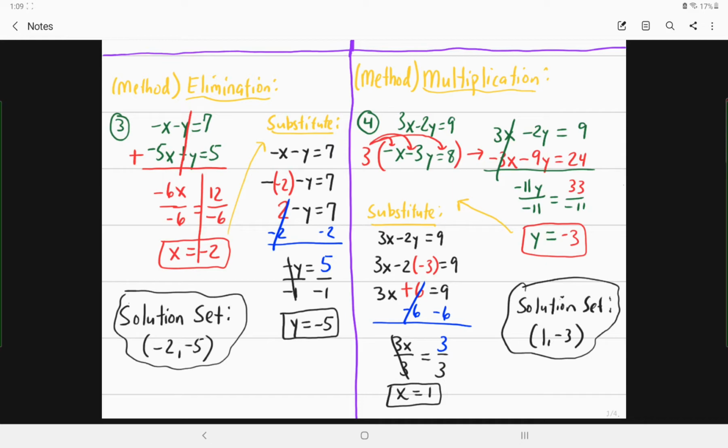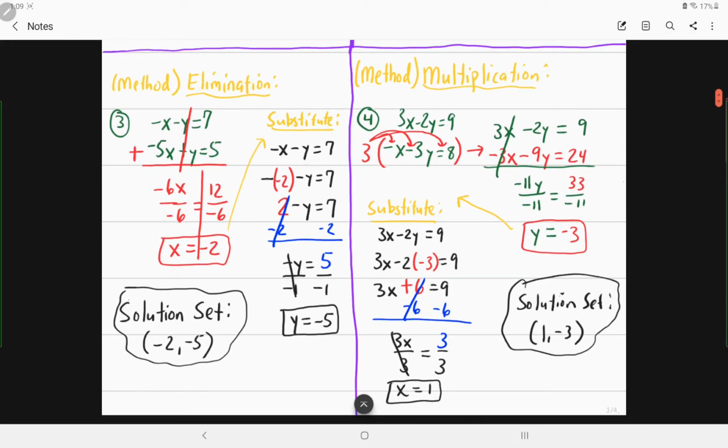Now going into number 4, I chose, once again, a different method, multiplication. I multiplied here because I saw the coefficient for x was positive 3 on the top. On the bottom, it said negative x, which we know is negative 1x. So I wanted to get rid of those x's. To do that, I multiplied by a positive 3. If you look to the right, positive 3 times negative x gives me that negative 3x, which is in red. Now my x's cancel. I solve for y, and I got y was equal to negative 3.